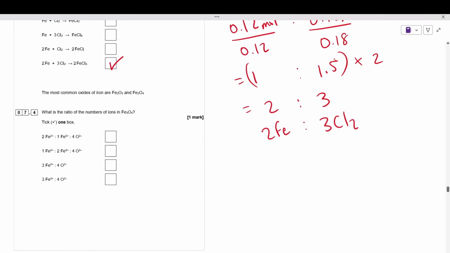7.4. Oh, this is a lovely question as well, right? So what is the ratio of the numbers of ions in Fe3O4? So we have the most common oxides, right? Those are Fe2O3 and Fe3O4. Now remember, a lot of these ions, they exist, they're out there, they're within compounds. So when you think about iron 2 plus, iron 3 plus, sometimes you think about them in isolation, but they're there, they do form compounds.